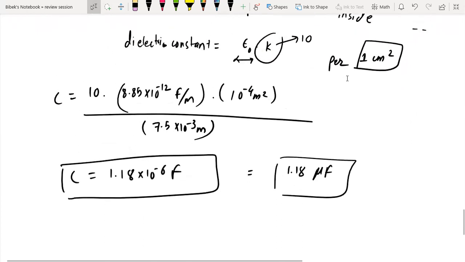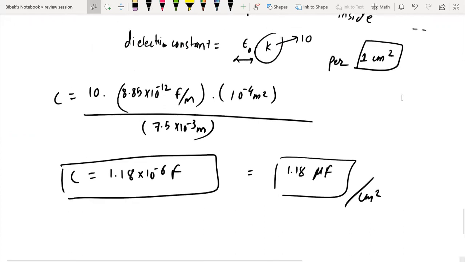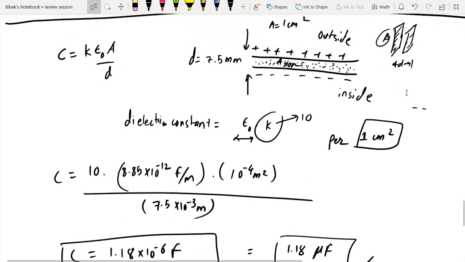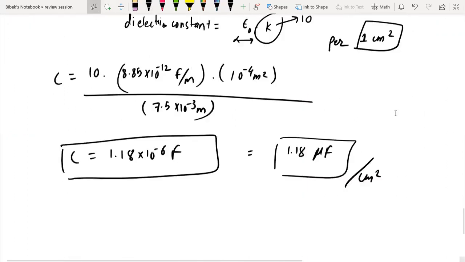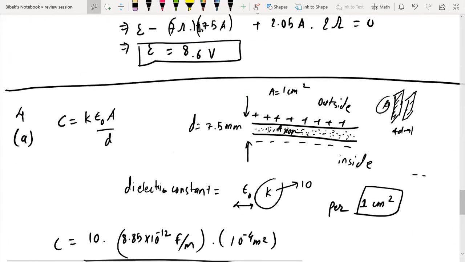So that's the capacitance per centimeter square, for 1 centimeter square as the area. So that's part A for this problem. For part B, you need to find the electric field that's being stored here.